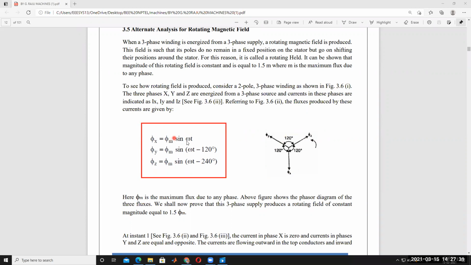So phi_x, phi_m sin omega t, I've taken as the reference. After 120 degrees, phi_y is starting: phi_y is equal to phi_m sin omega t minus 120 degrees. After another 120 degrees, that is 240 degrees, phi_z is equal to phi_m sin omega t minus 240 degrees. So like this, the three fluxes are distributed. First phi_m sin omega t, then after 120 phi_y, after 120 phi_z. So flux distribution takes place like this.